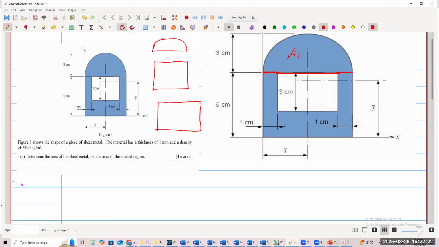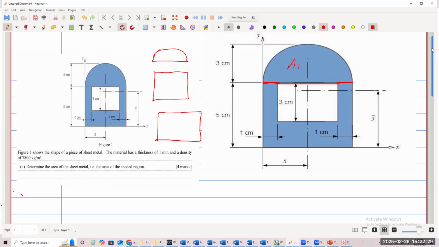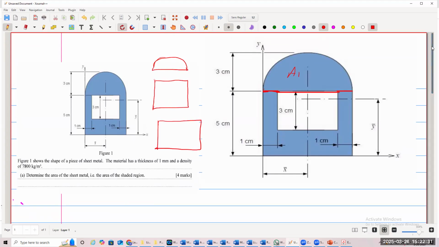What's the dimension for the semicircle? The radius is 3 centimeters. So what's the diameter? 6. Beautiful. So the small one, the semicircle, we call that A1. Now the next one.